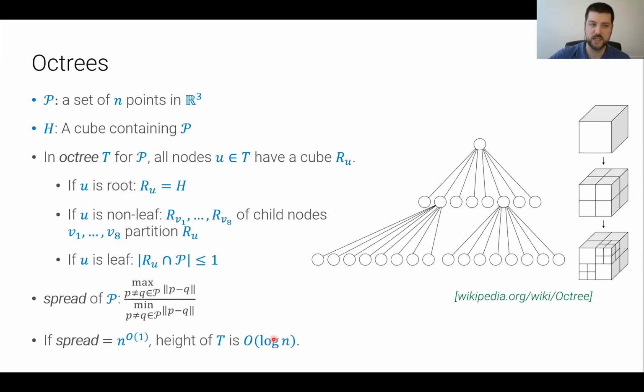We'll define it with respect to some point set P. We start off with a cube containing the entire point set, and each node is a cube, which is then subdivided into congruent 8 cubes at the child nodes. The leaves of this tree contain at most one point in each of these cubes, and we know that if the spread, that is the distance between the farthest pair of points over the distance between the closest pair of points, if the so-called spread is polynomially bounded in the size of the point set n, then the height of the tree is only log n. And the height of the tree being log n is a key component to our argument.